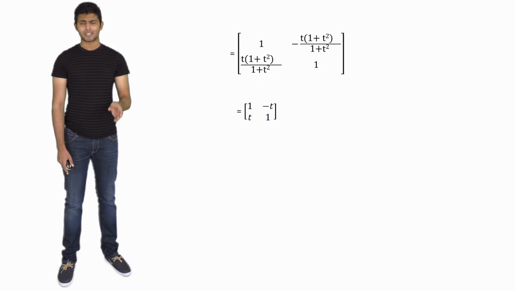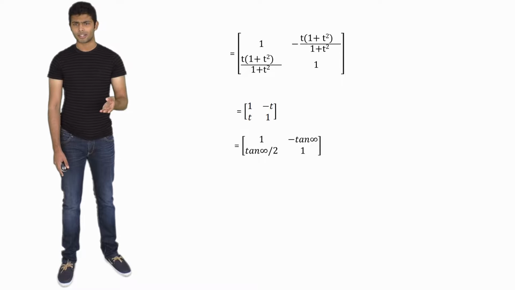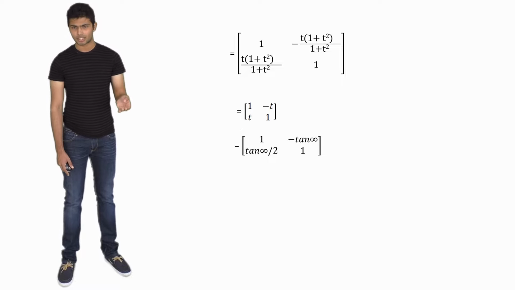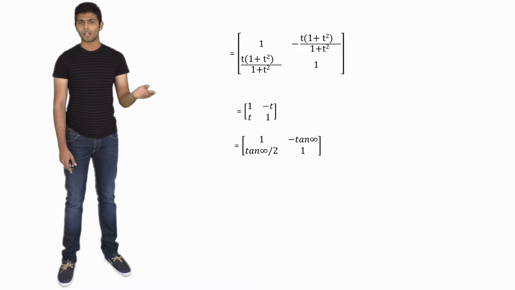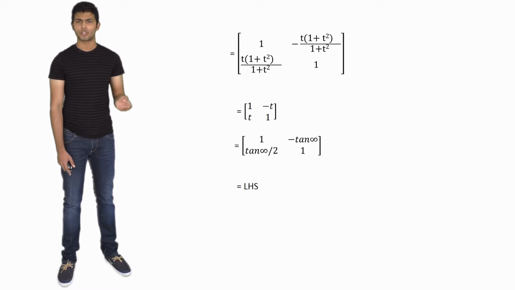So we know that θ divided by 2 is also equal to θ, so tan θ and tan θ/2 are the same thing. So we're going to write 1, minus tan θ/2, tan θ/2 and 1, which is equal to your LHS value. So LHS equal to LHS, so that is your answer.